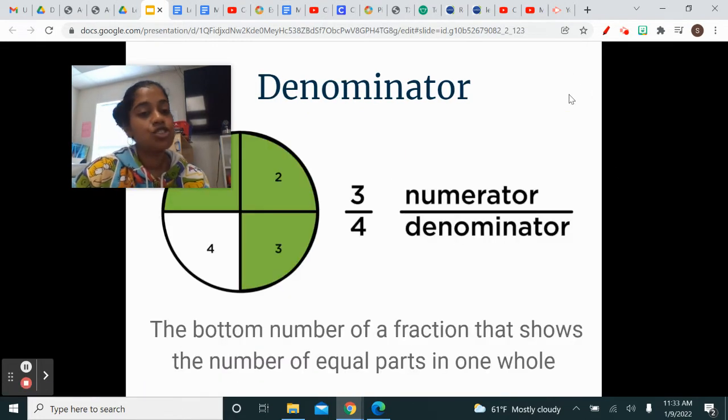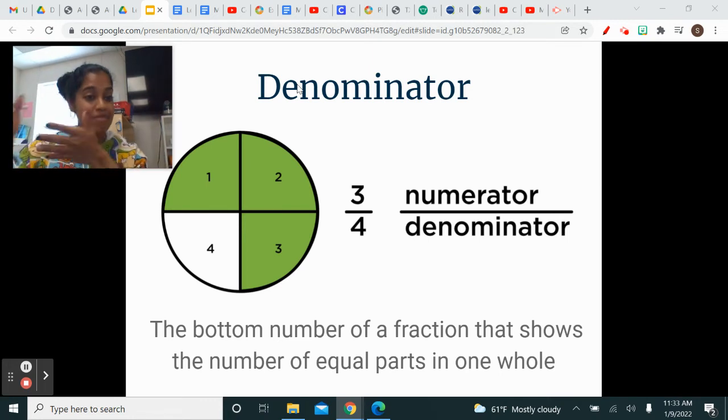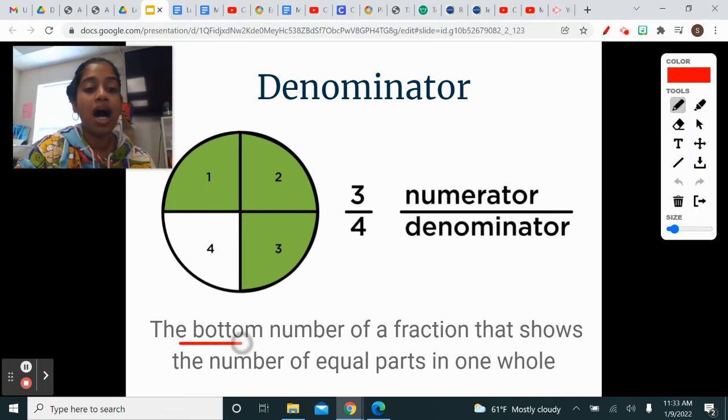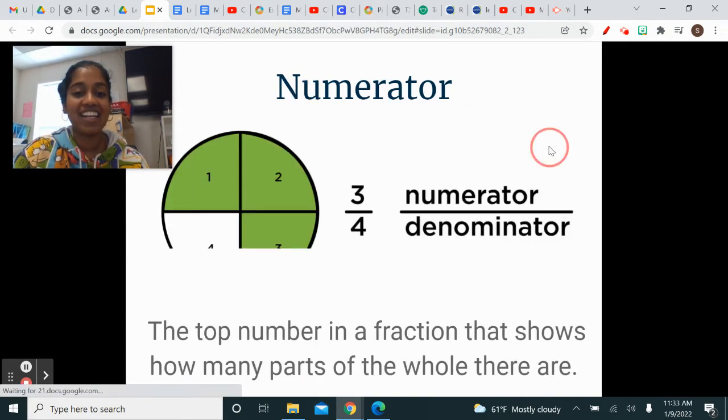All right, now let's do a quick review of what a denominator is. Remember, our denominator is the bottom number of a fraction that shows the number of equal parts in a whole. So over here, our denominator is 4. That's telling us that this circle is being cut into 4 equal pieces. Okay, fantastic. All right, let's go on to our new word.